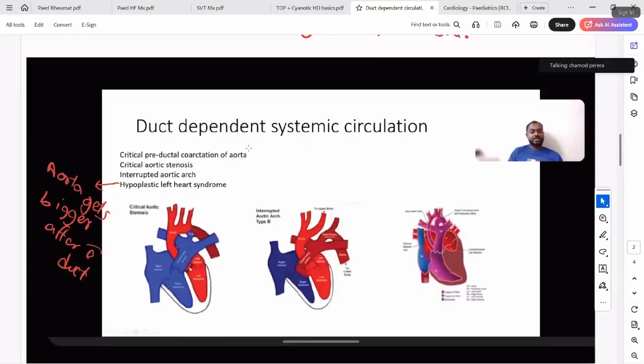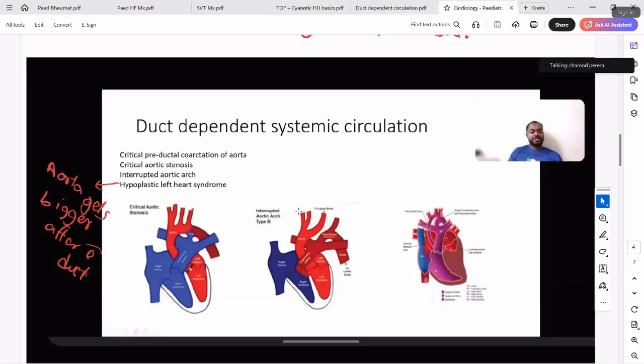So this is the type of coarctation of aorta that I was talking about initially. This is the one, critical pre-ductal coarctation of aorta, where you need to act fast, right? Otherwise, you need to give them the prostaglandin infusion. And critical aortic stenosis, right? And interrupted aortic arch and hypoplastic left heart syndrome.